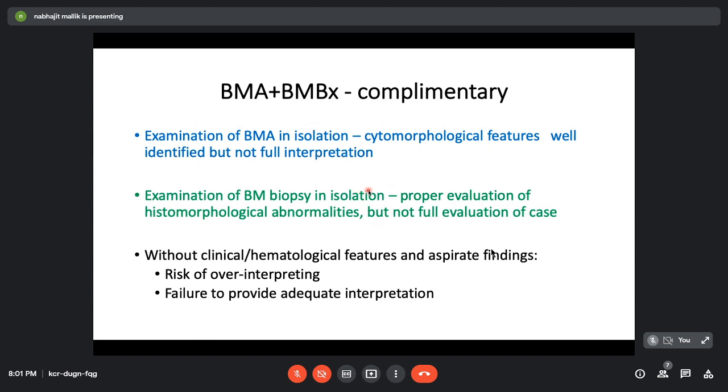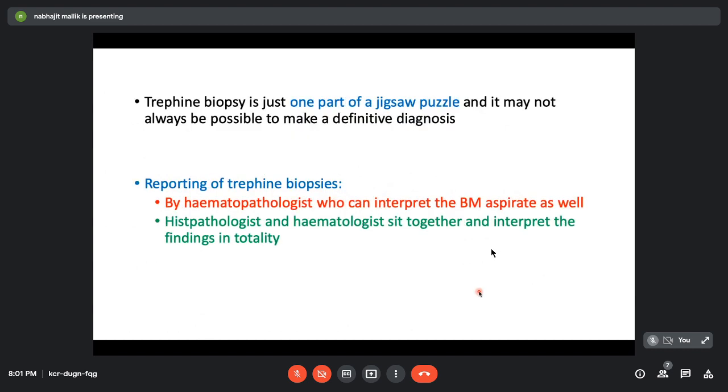What about bone marrow biopsy in isolation? Again, there can be proper evaluation of the histomorphological abnormalities, but it will not be a full evaluation of the case. And without clinical or hematological features and aspirate findings, there will always be a risk of over-interpreting the bone marrow biopsy or failure to provide adequate interpretation of a bone marrow biopsy.